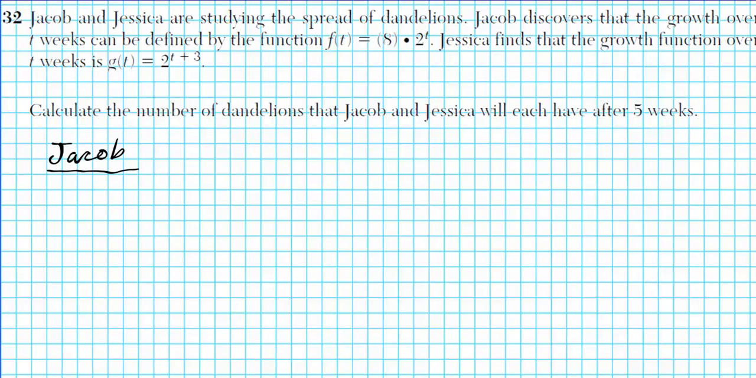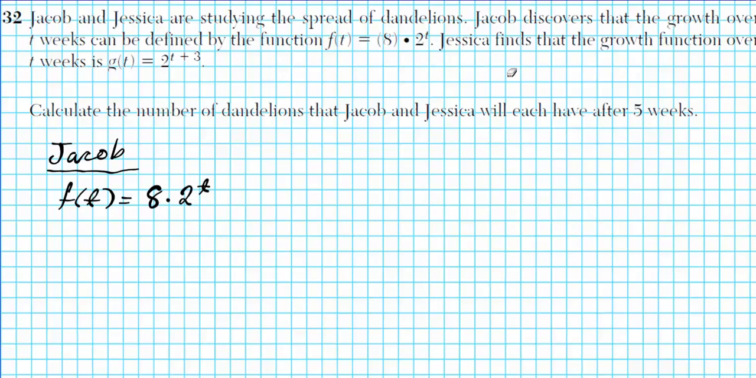So Jacob's function is f of t equals 8 times 2 to the t. So the independent variable here is t. What we're going to be using to calculate our output, what we're going to be plugging in, is the t value, to generate the output.